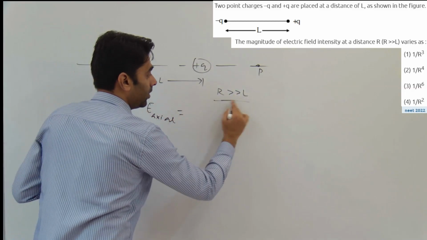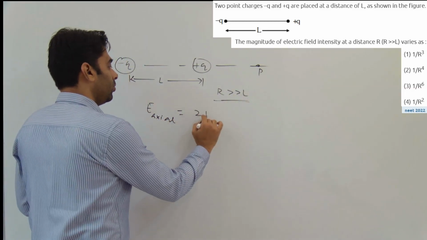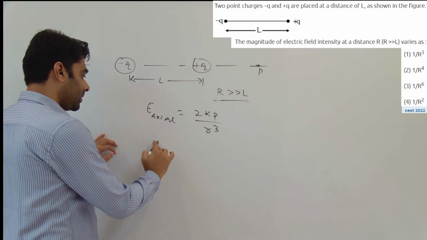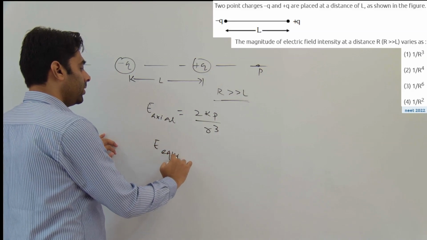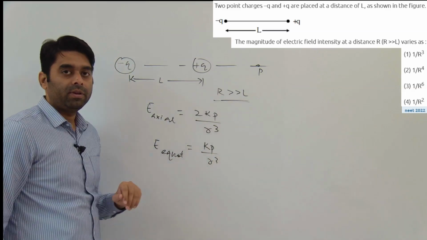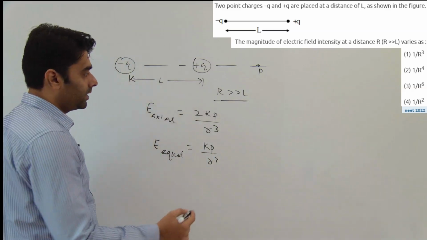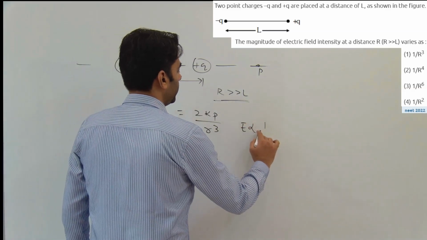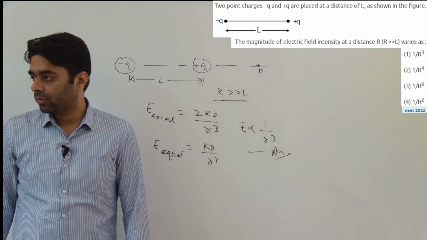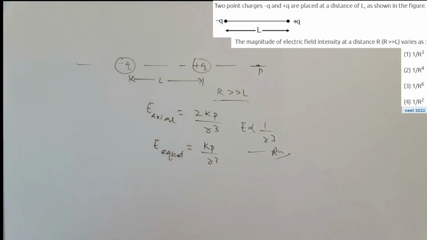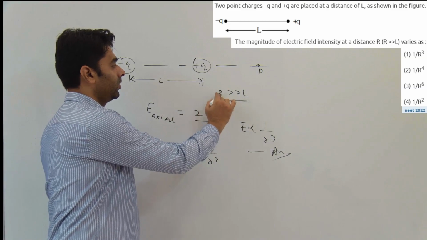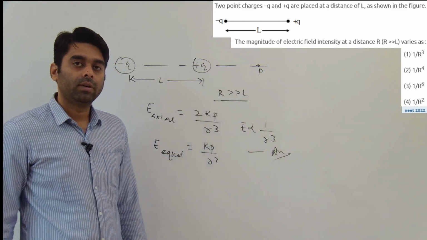For short dipole, it is given as 2kp by r cube. Well and good. Next, electric field at equatorial point is given as what? Kp by r cube. Now, in both the results, you can see very clearly that electric field is proportional to 1 by r cube. So our option will be option number 1. Capital is given, it's fine, and I have taken small, generally we take it small. So it is basically 1 by r cube, option number 1.